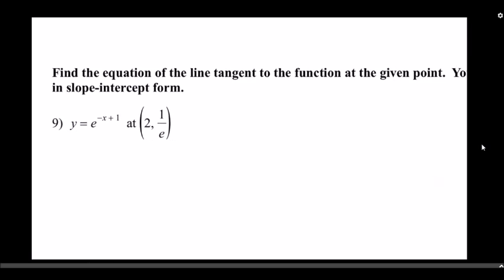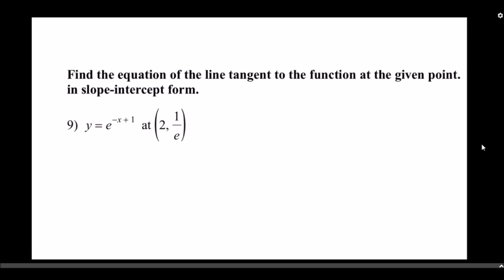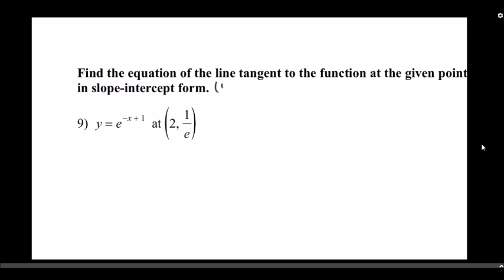Okay, the directions here are to find the equation of the line tangent to this function at the given point. We need to write it in slope-intercept form. Remember, slope-intercept form is y equals mx plus b. We've been given a y and an x to use from this point right here. That's where we get our y and our x. We don't have a slope, m. The slope is found from the derivative at this x value, x equals 2. So first we need to find y prime.